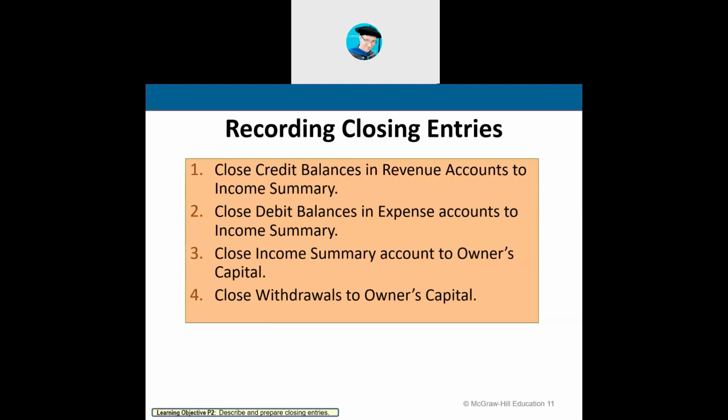I need to close my revenue accounts, my expense accounts, and my withdrawals, right? Because those are my three categories of temporary accounts. The first thing I do is zero out my revenue accounts. And the way that we do that is, it's almost like reversing them, but you're not. You're moving them.